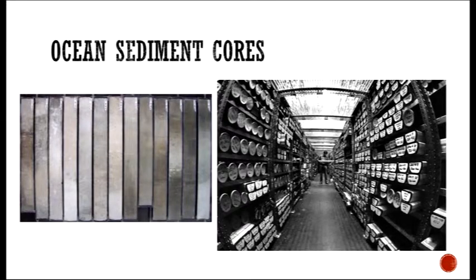The cores are split lengthwise in a lab, photographed and sectioned into 2-centimeter intervals for grain size analysis. Sediment in the tubes gets sieved and dried. Then there is a calculation for the weight percent, grain size distribution, and weight mean size. The picture on the left shows an example of an ocean sediment core, and the picture on the right shows where they store these cores.